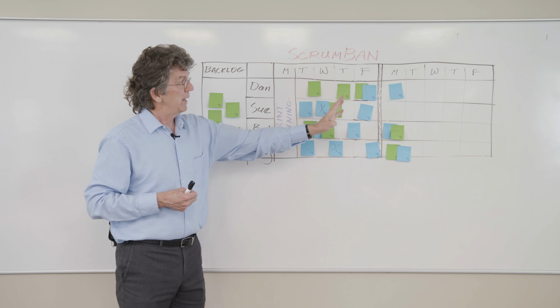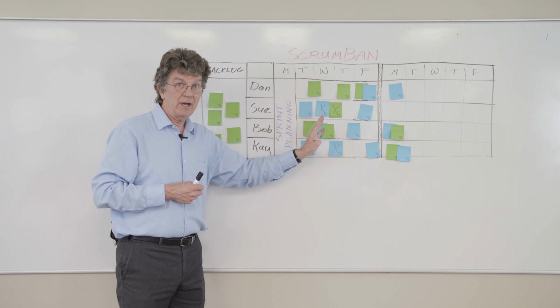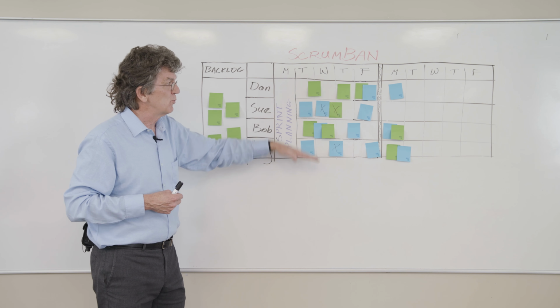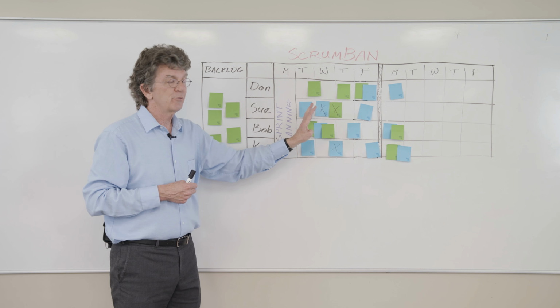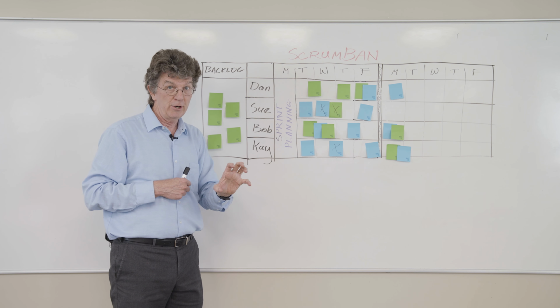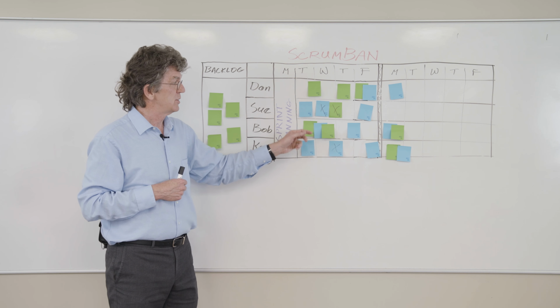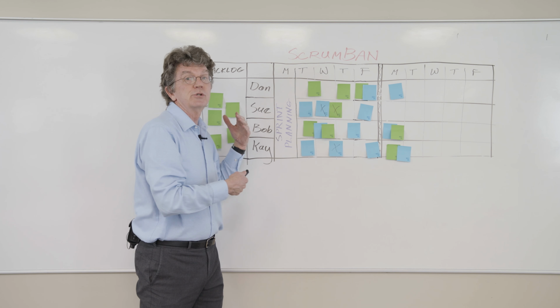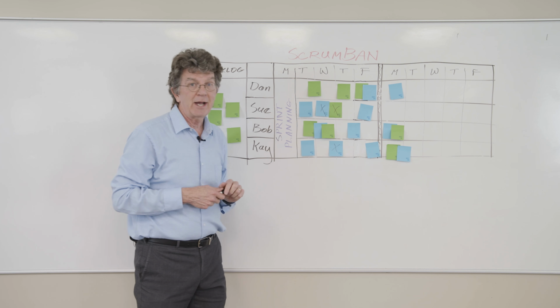So SCRUMBAN board can be anything you derive that helps you, within an iteration, visualize the progress that things are making. Kanban is simply visual card. Any visualization with easy to move around cards allows you to easily track what's going on.